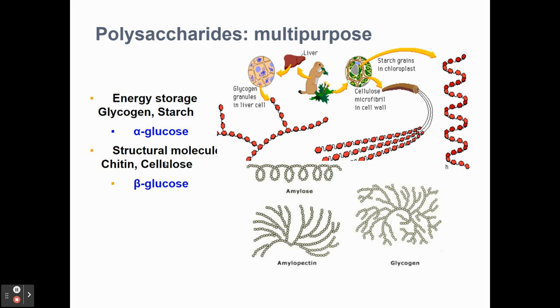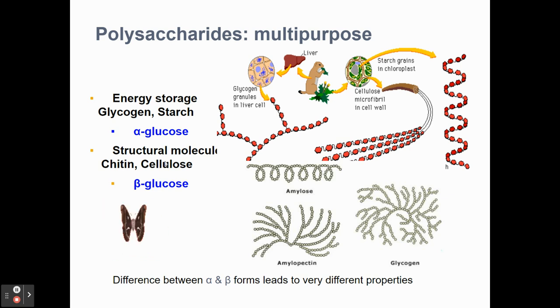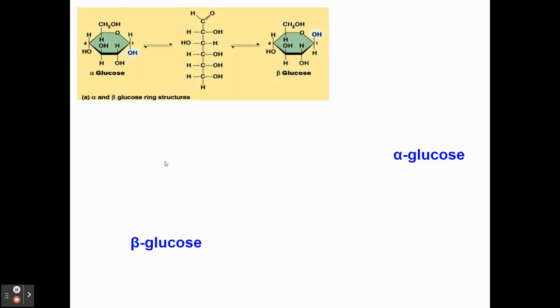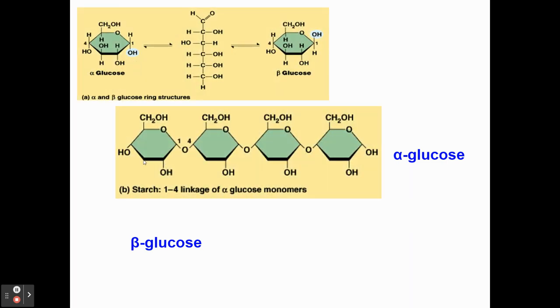Okay, and they're actually put together slightly differently, and that's what makes the difference. In animals, we can break down the alpha glucose linkages, but we cannot break down the beta glucose linkage. Again, it's the difference in how those are put together that leads to their different properties. So that butterfly's wings are made up of chitin, which is a structural molecular form of a polysaccharide made up of sugar molecules.